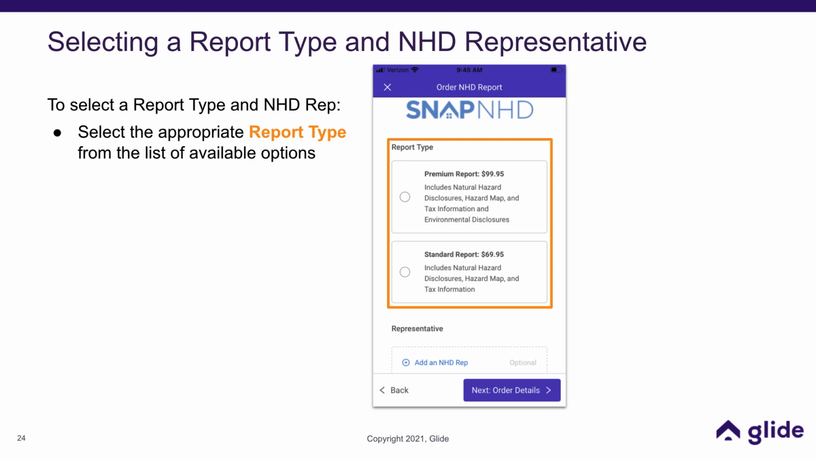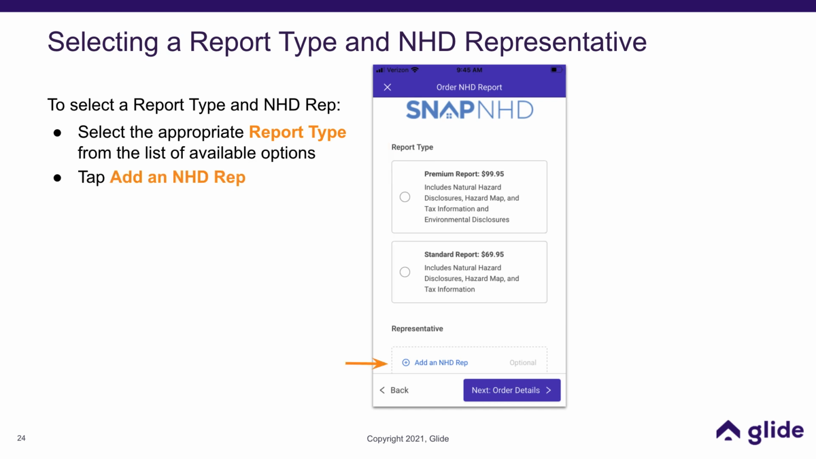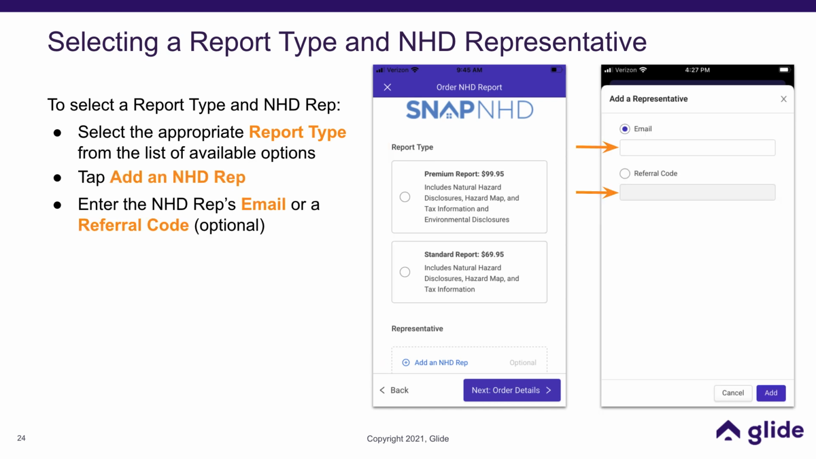Select the appropriate report type from the list of available options. Optionally, if you work with the same NHD rep each time you order a report, you can add their information here. Tap Add an NHD rep, enter their email or referral code, then tap Add. Lastly, tap Next Order Details.